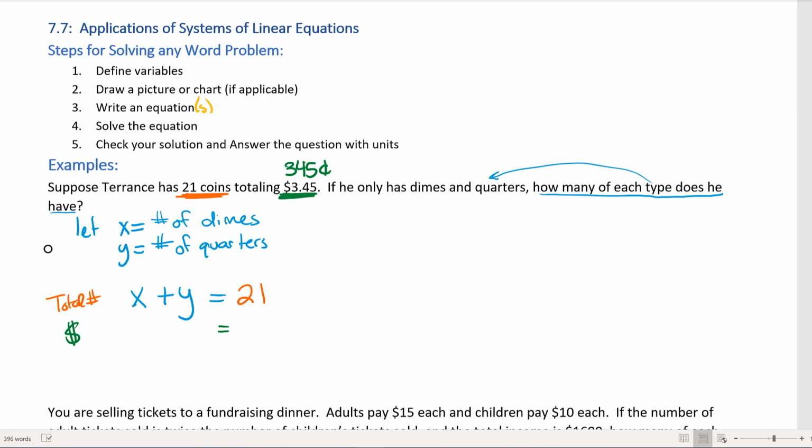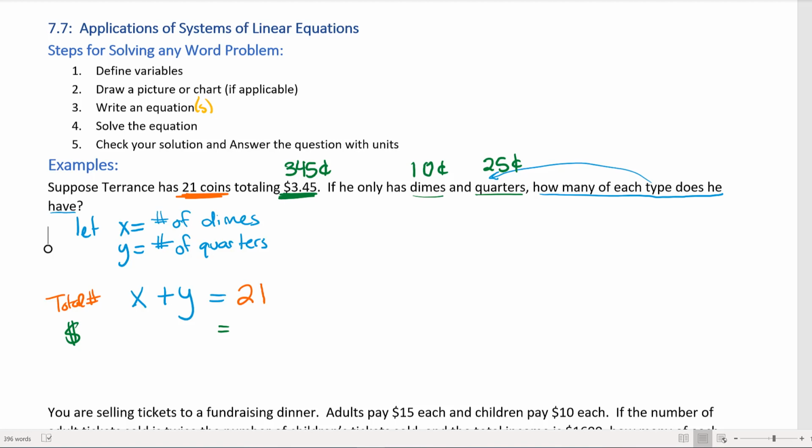Well, if we keep reading, it says he only has dimes and quarters. Now, inherent in the word dime, you need to understand that dimes are worth 10 cents. And inherent in the word quarters, quarters are worth 25 cents. So we have to use the number 10 and the number 25, even though they don't actually appear in the word problem. Dime tells you 10 cents. Quarter tells you 25 cents.